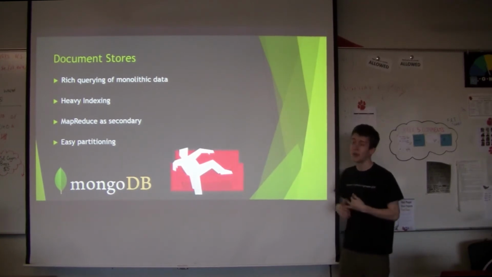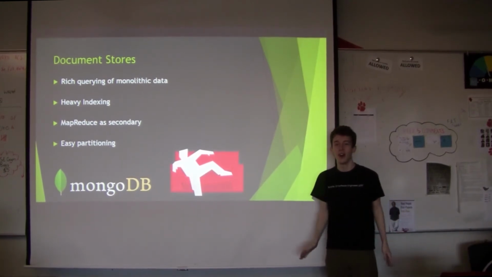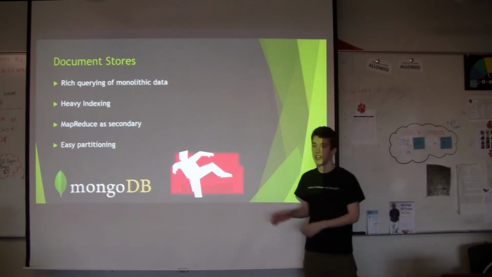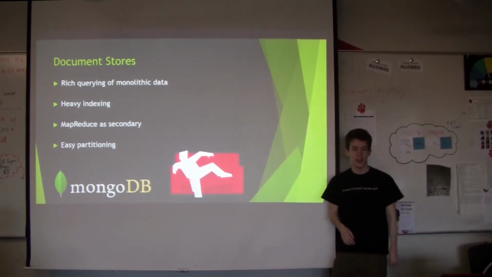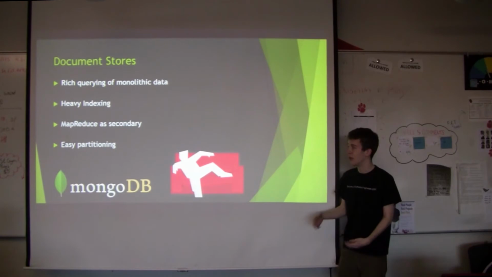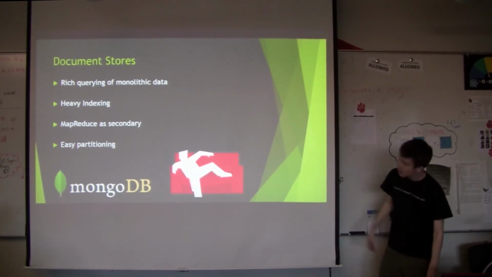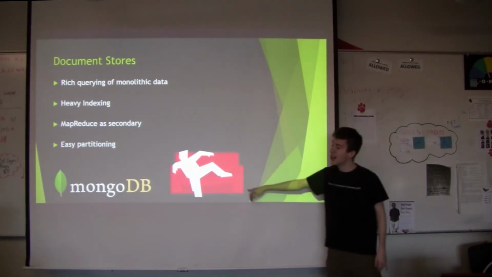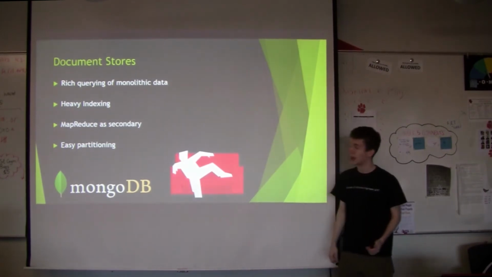And document stores are also easy to partition. There's no relational data going on, so you can just take chunks and start splitting. You pick an index, and you say, I want this index to be split this way. You can even set up auto partitioning, which is really cool. MongoDB and CouchDB are two very popular document stores.